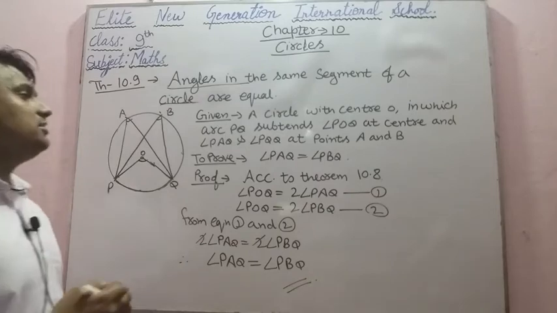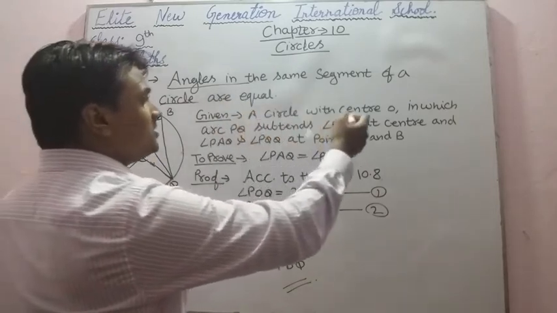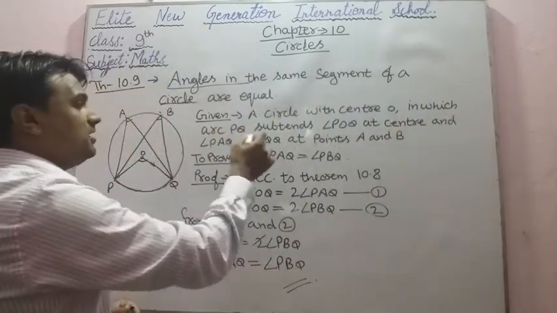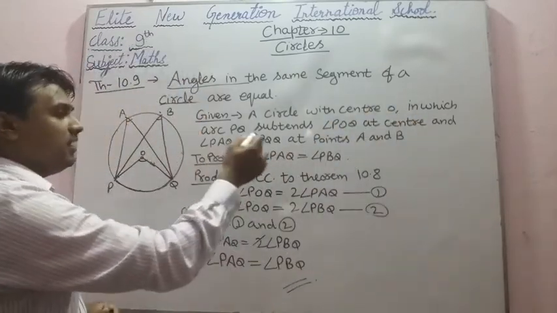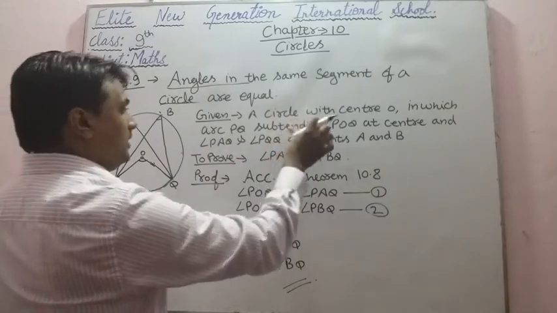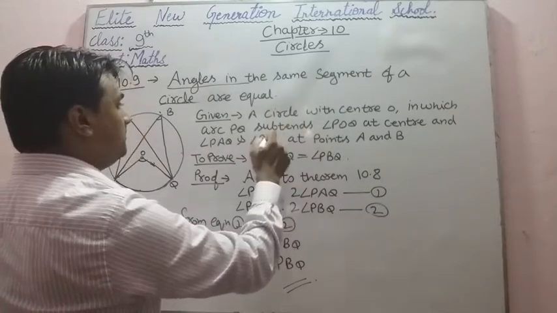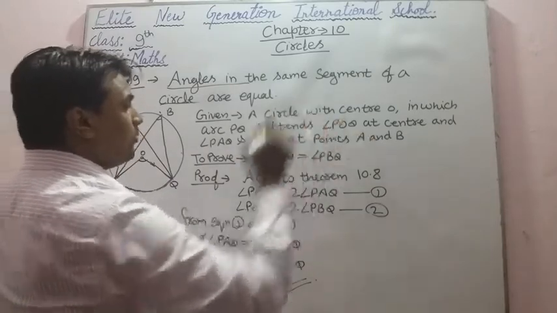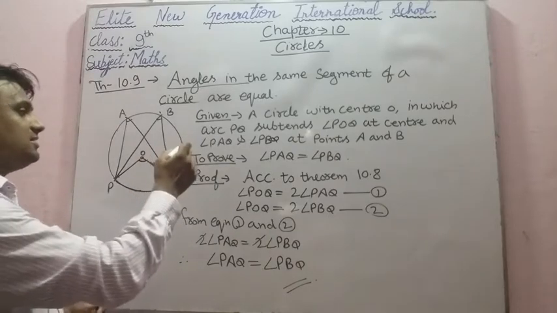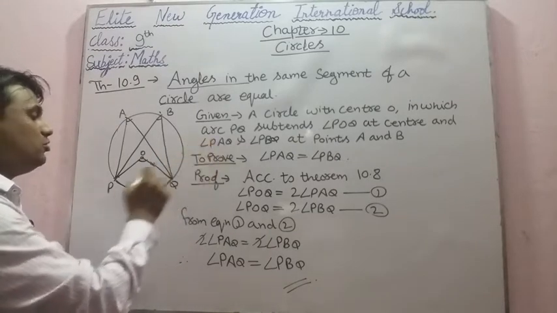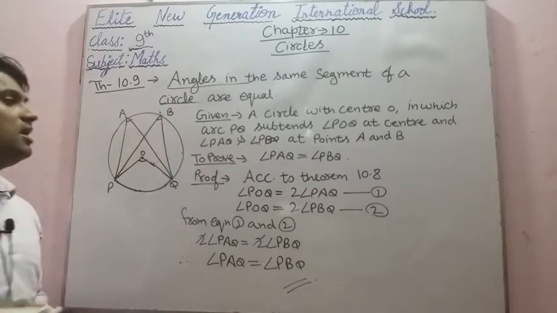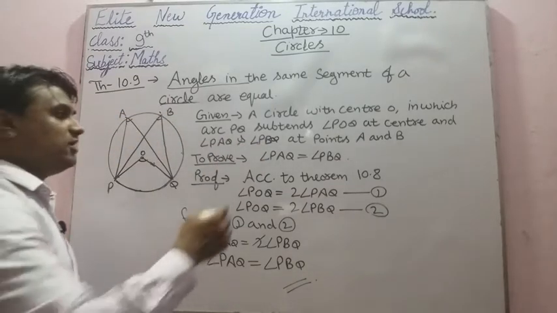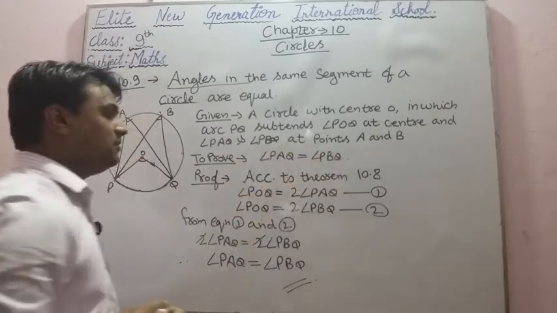So here we can write: given a circle with center O in which arc PQ subtends angle POQ at the center and angle PAQ and angle PBQ at points A and B. That means this arc PQ subtends angle PAQ at point A and angle PBQ at point B. So here we have to prove that angle PAQ equals angle PBQ.